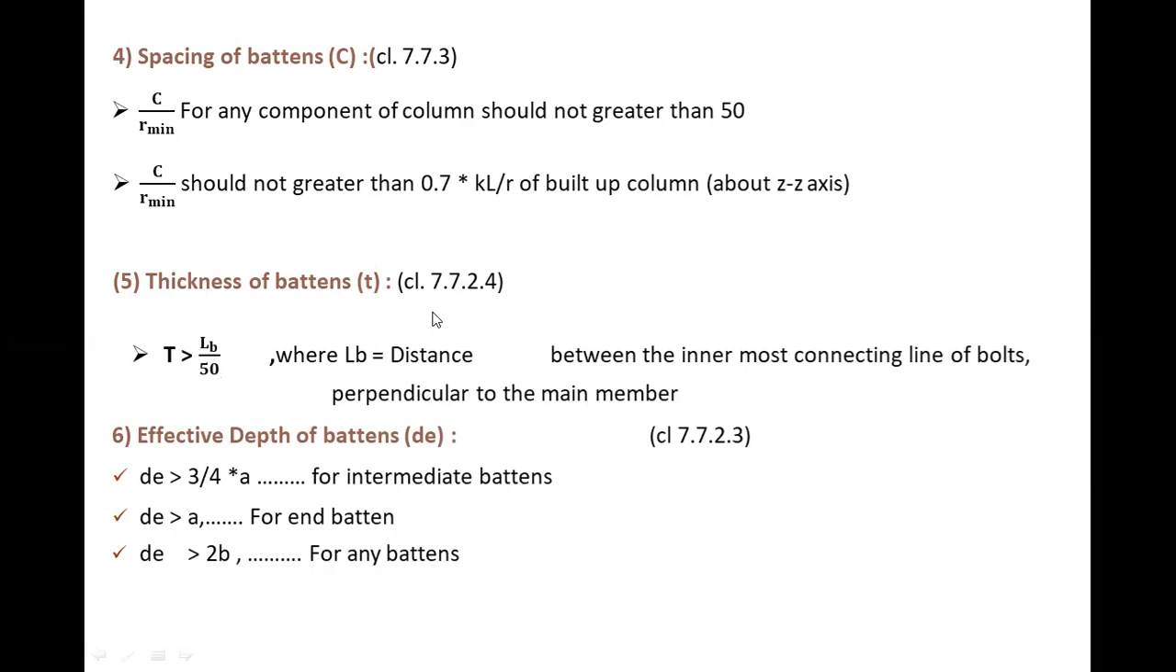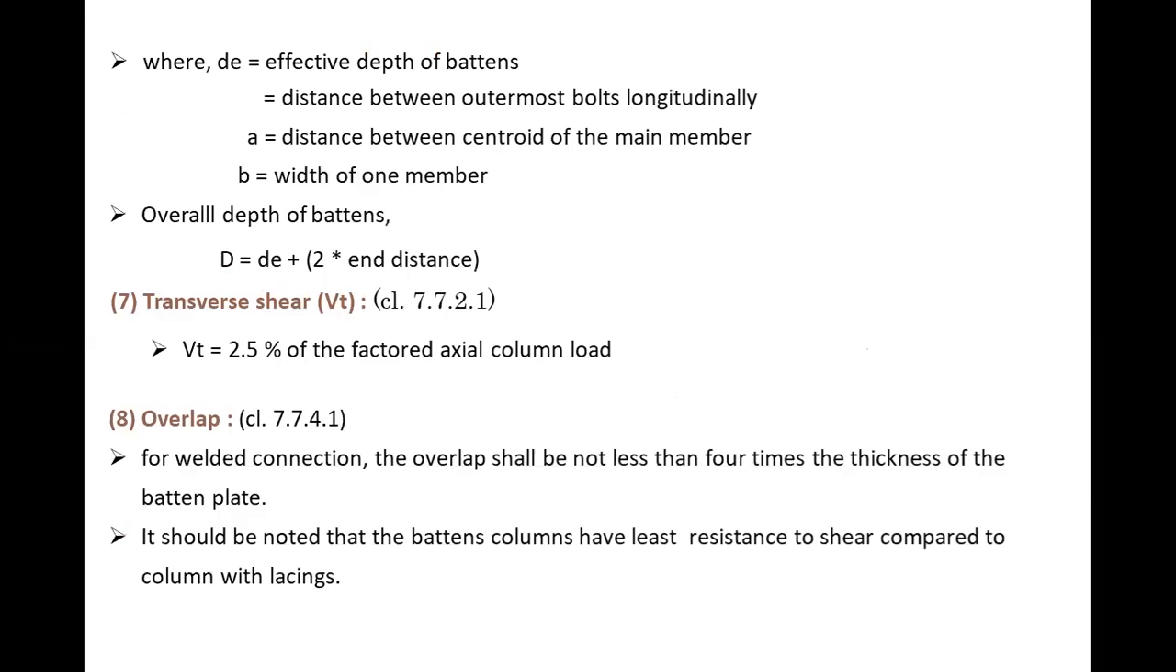Next, the sixth criterion is the effective depth of battens, which is De, given in code clause number 7.7.2.3. For intermediate battens, De should be greater than 3/4 multiplied by a. For end battens, De should be greater than a. For any batten, De should be greater than 2b, where De is equal to the effective depth of battens, which is the distance between outermost bolts longitudinally, right? Here a is equal to the distance between centroids of the main members and b is equal to the width of one member. So the overall depth of batten D is equal to De plus 2 multiplied by the end distance.